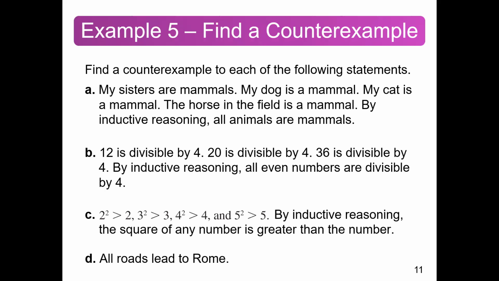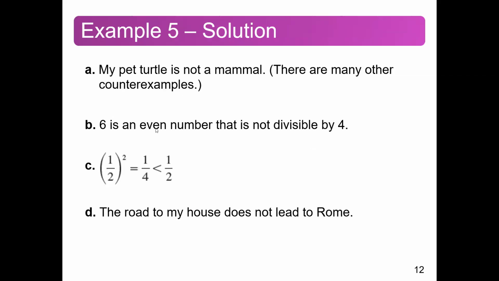So let's look at letter B. 12 is divisible by 4. 20 is divisible by 4. 36 is divisible by 4. By inductive reasoning, all even numbers are divisible by 4. But we know this is not true. And you can come up with a counterexample. Let's look at what. Yeah, 6 is an even number, but it's not divisible by 4. And again, there are many other counterexamples.